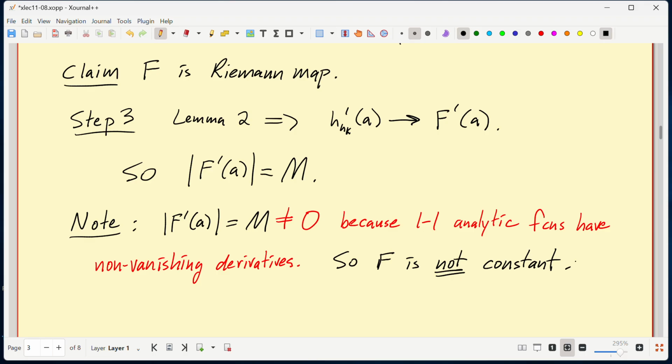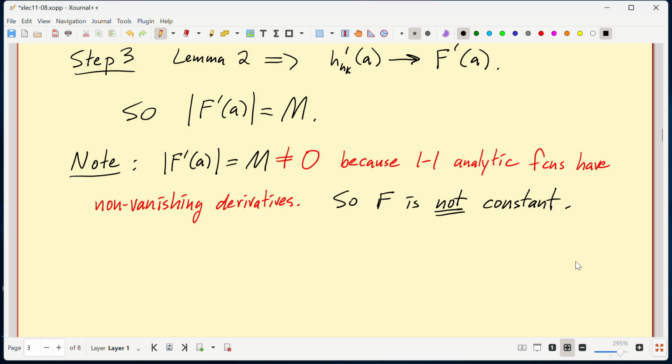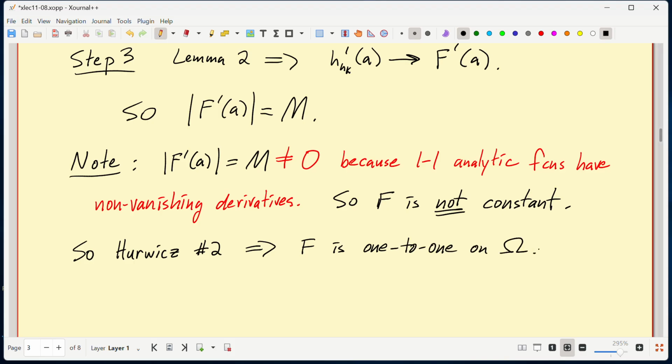That's important because remember Hurwitz's number 2 said the limit of one-to-one functions is either constant or it too is one-to-one. So Hurwitz's number 2 implies that F is one-to-one on omega. So we're feeling like we're getting somewhere.